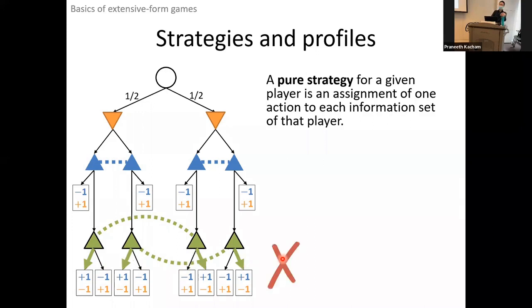For example, this is not a valid strategy because green is playing a different action at two different nodes in the same information set, but green is playing left here and right here. Does that clarify something about information sets here? The strategy cannot depend.